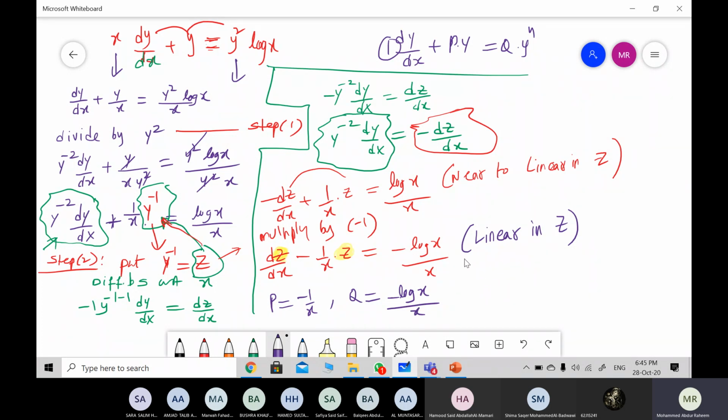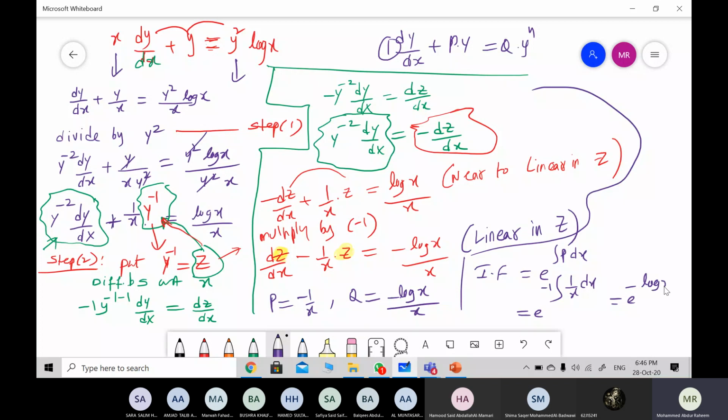The next one will be the integrating factor as usual. I.F. is e power integral P dx. E power integral P is minus 1 over x, which is minus log x. This e power log x will cancel, but this will go up here as x power minus 1, that is 1 over x otherwise. Okay, check up to this. Any doubt, please?